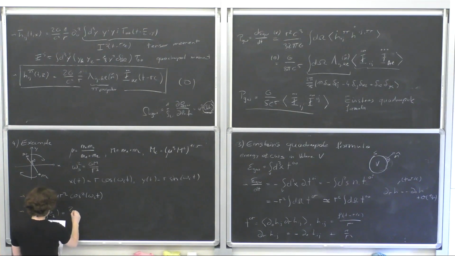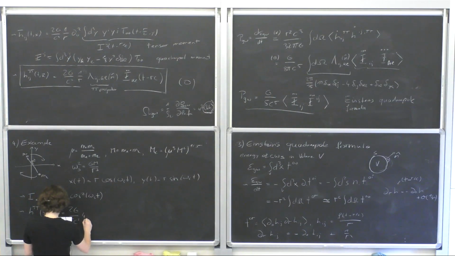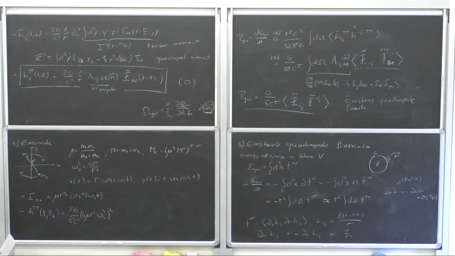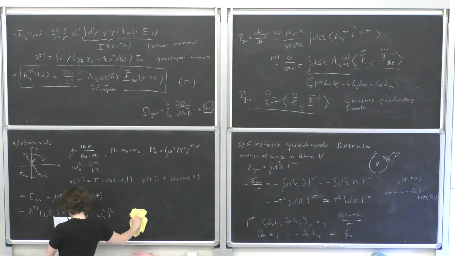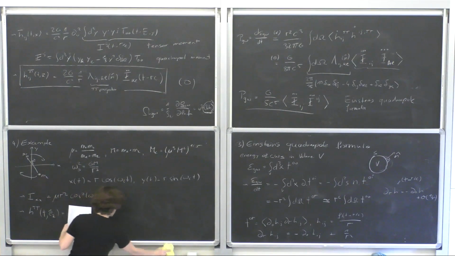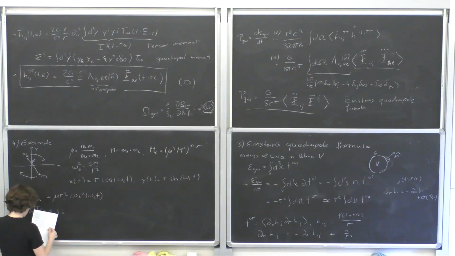I will get 2G over 5c squared, 4 mu r squared omega s cubed, squared. Right, the square comes because, no, wait, it's because I was already computing the power. Sorry, my bad, I was one step ahead.